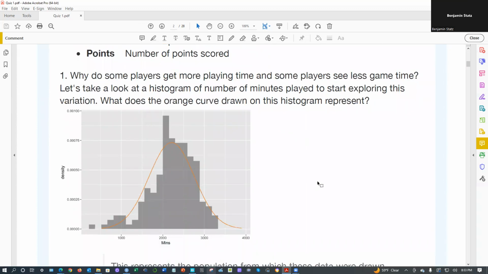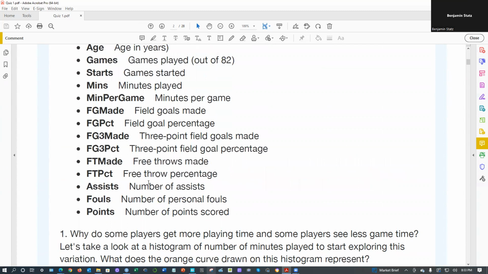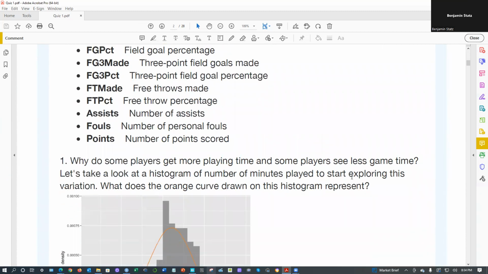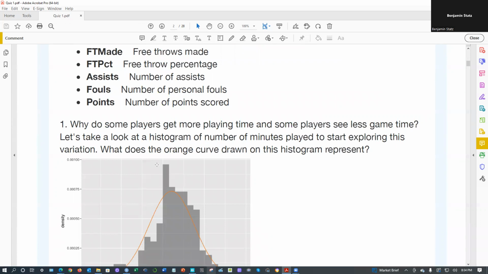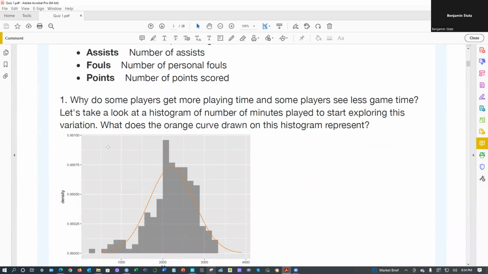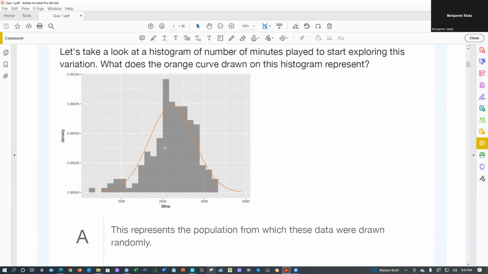So let's look at this one. Why do some players get more playing time and some players see less game time? See, minutes means game time, minutes they played. Some players play less game time, and some play more playing time. Just look at the histogram of the number of minutes played to start exploring this variation. What does the orange curve drawn on this histogram represent?